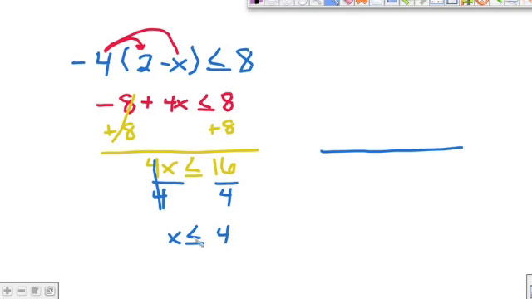So that means that x is some number smaller than 4. So I'll put 4 down here, and I'll put 0 here. We're going to have a closed circle because it is an equal to, and the line going in this direction.